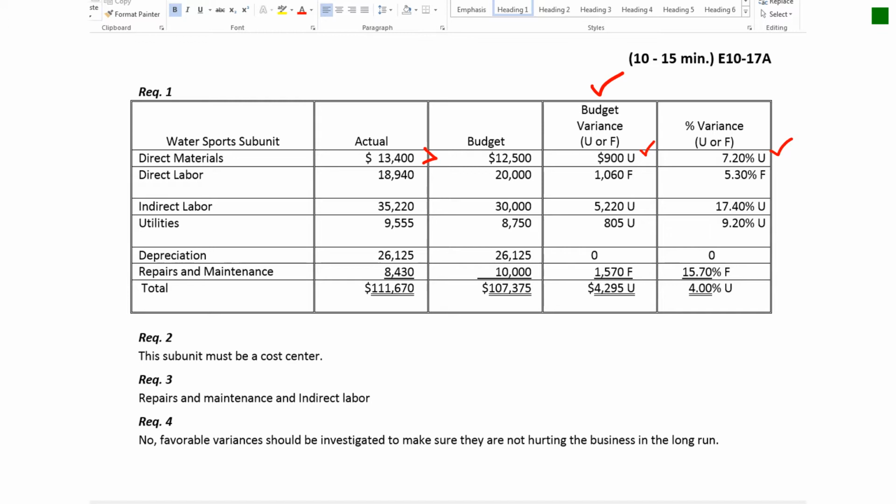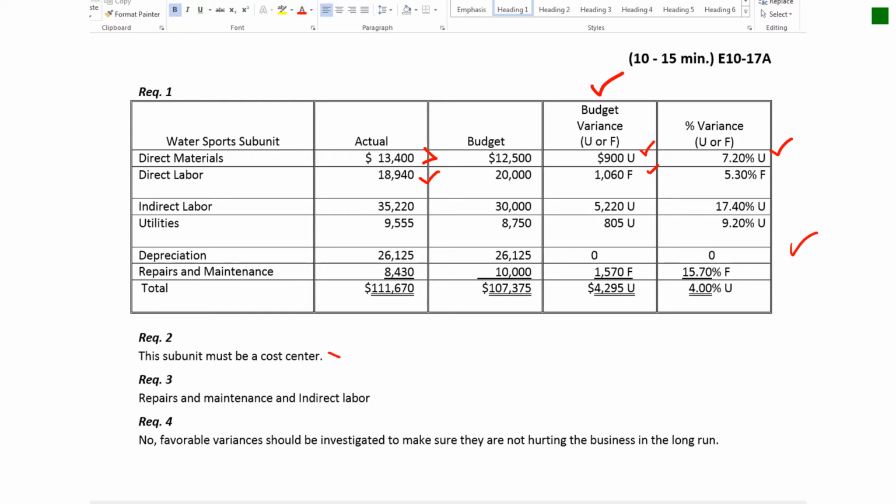For direct labor, notice actual costs were less than the budget. That's good. You'd say favorable by 1,060. So that's where they get the favorable and unfavorable. Again, you take these budgeted variance differences and divide that by the budget. That gives you the percentages. So that would be the first requirement.